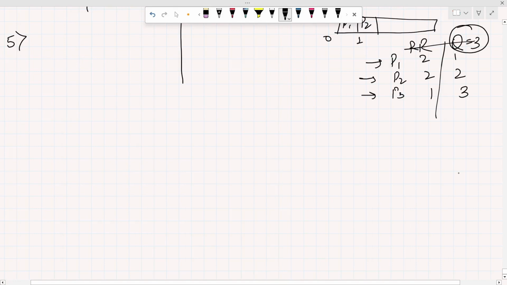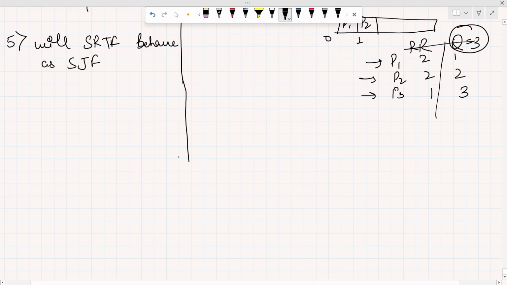Now the fifth basis of analysis is: will SRTF behave as SJF? Think about it, pause the video, think about it, and then comment down your answer. So the answer is yes, but there is a situation for this. When all the processes arrive together, SRTF will definitely behave as SJF, because SRTF is the upgraded, preemptive version of SJF.